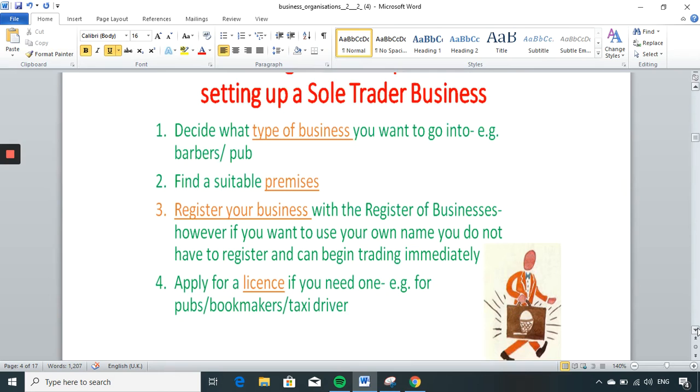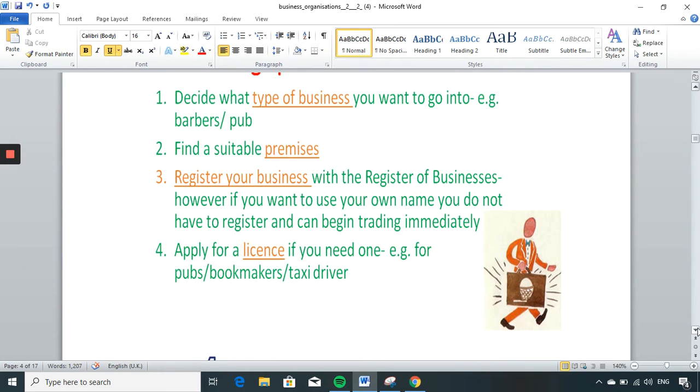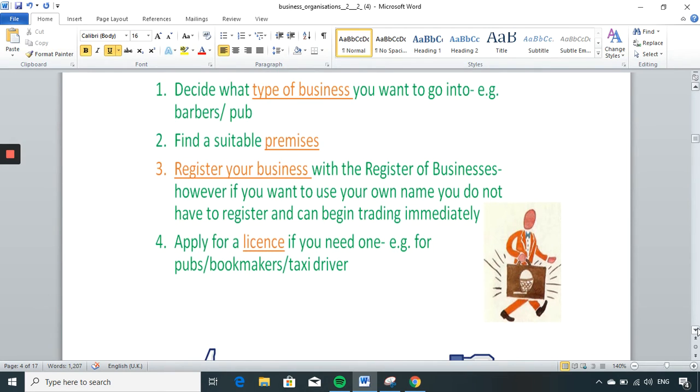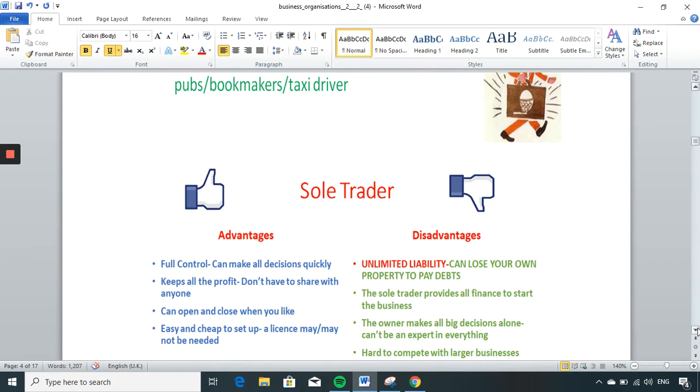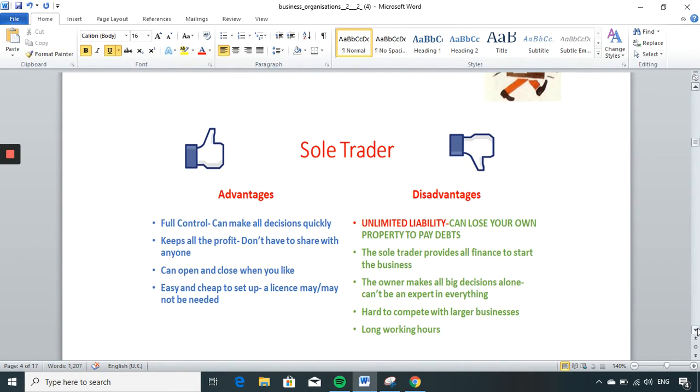Once you do that, you may also need to apply for a license in areas such as pubs, bookmakers, and taxis. So the main advantages and disadvantages of being a sole trader, and you would have to be able to explain an example for these, would be full control. So you can make all the decisions quickly. In other words, you do not have to consult with anybody else. You get to keep all the profit yourself. You don't have to share it with anyone. You can open and close when you like. In other words, you can decide that yourself, if you wanted to work from home, for example.